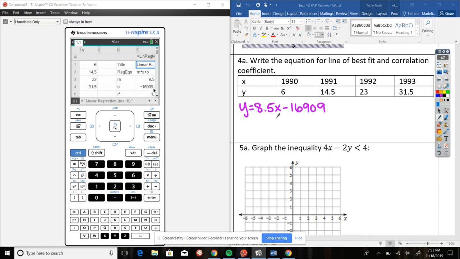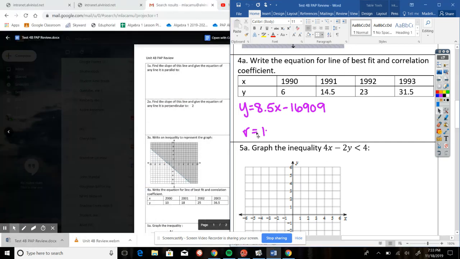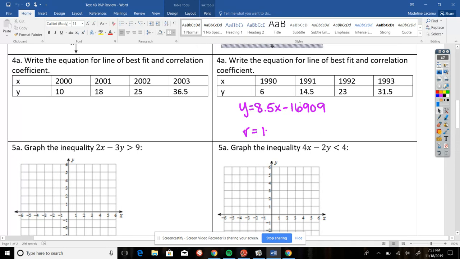Now my correlation coefficient, we have to go down to where we see just R, not R squared. And in this case, it's just 1. So I have R equals 1. And that's all you have to do. Most of the time that will not be 1. It will be 0.9 something, close to 1. That one just happened to be 1 though.